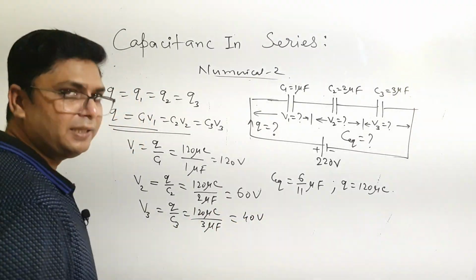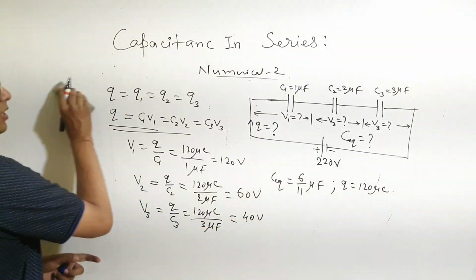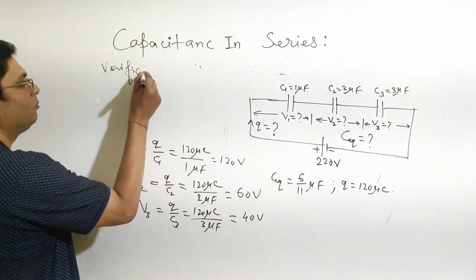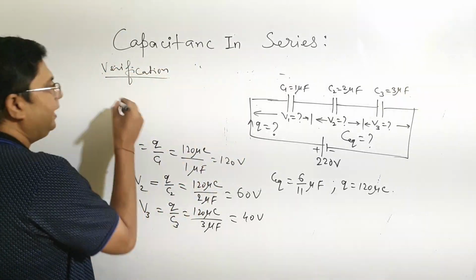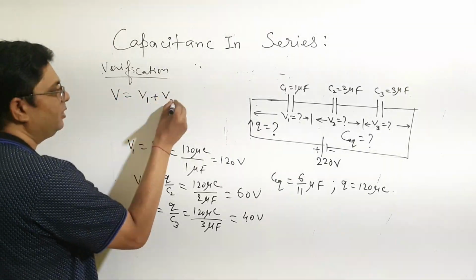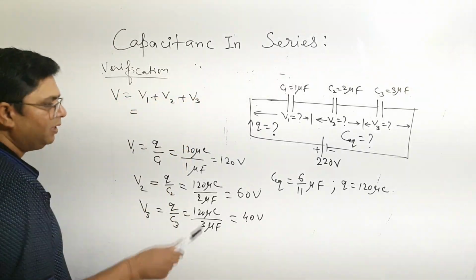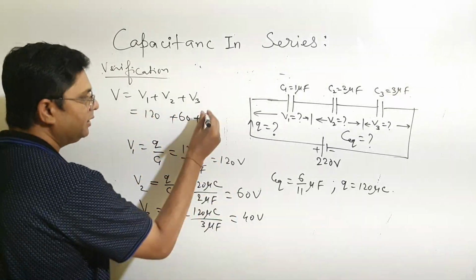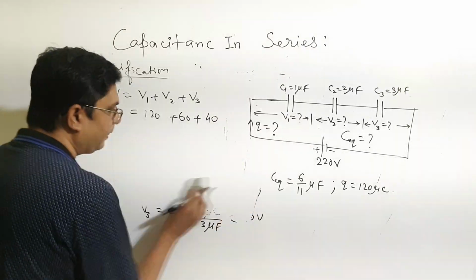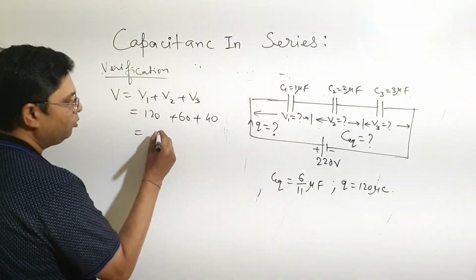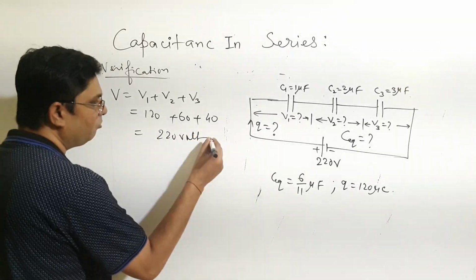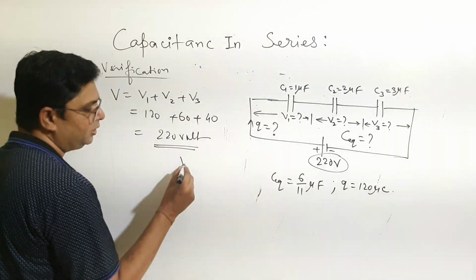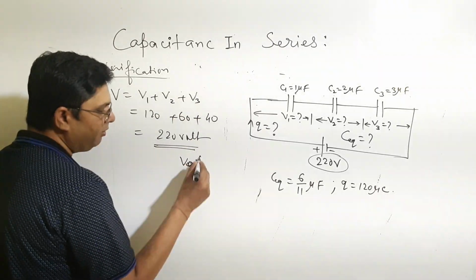Let us see the verification. We know that V equals V1 plus V2 plus V3. V1 is 120, V2 is 60, and V3 is 40. Add these, and this equals 220 volt. Thus we had applied 220 volt here, and this sums up and gives you 220 volt. So it is verified.